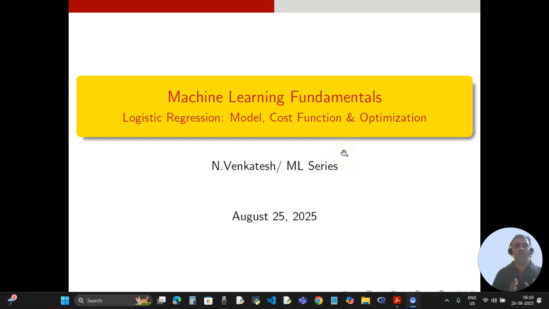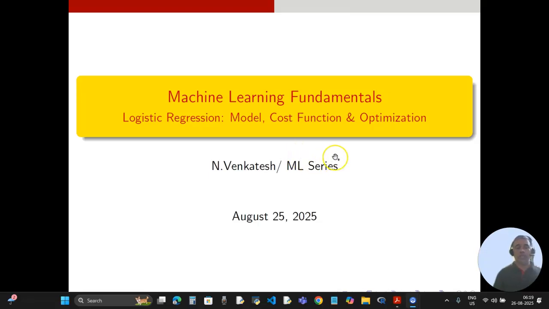Hello, welcome to the 14th lecture in ML series. In this lecture, we will be introducing a new cost function for representing classification errors called cross entropy in the logistic regression settings, and how gradient descent can be used to find the optimal parameters by considering this cross entropy cost function in the logistic regression settings.